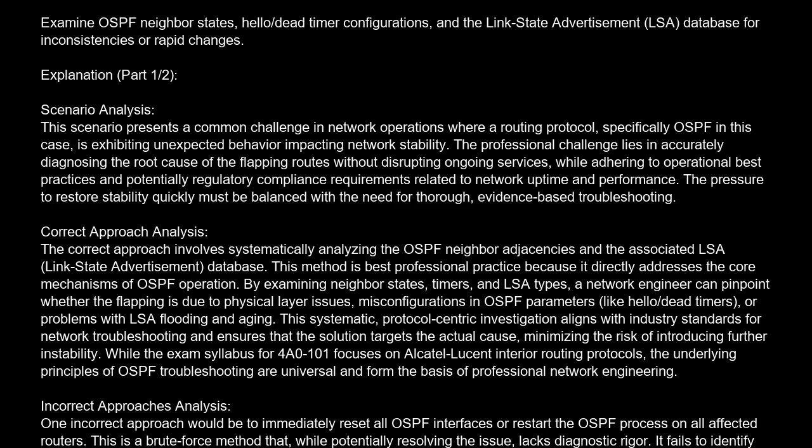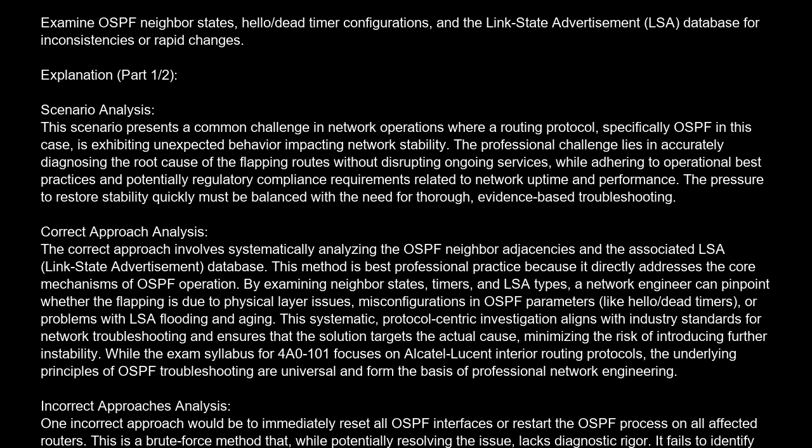This method is best professional practice because it directly addresses the core mechanisms of OSPF operation. By examining neighbor states, timers, and LSA types, a network engineer can pinpoint whether the flapping is due to physical layer issues, misconfigurations in OSPF parameters, like hello/dead timers, or problems with LSA flooding and aging. This systematic, protocol-centric investigation aligns with industry standards for network troubleshooting and ensures that the solution targets the actual cause, minimizing the risk of introducing further instability.